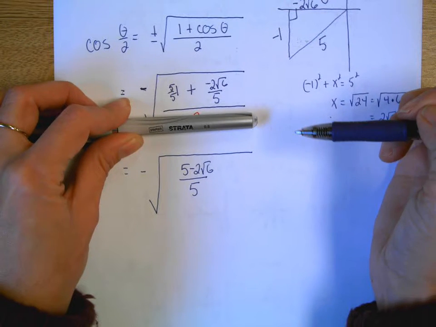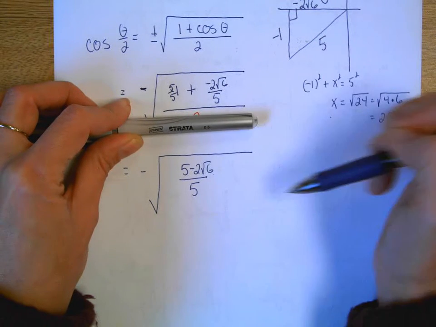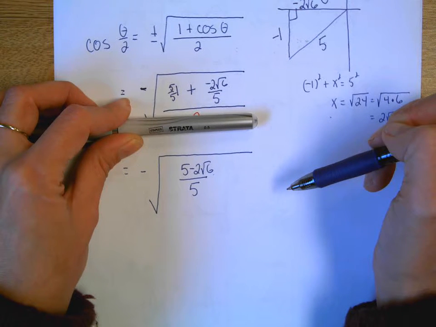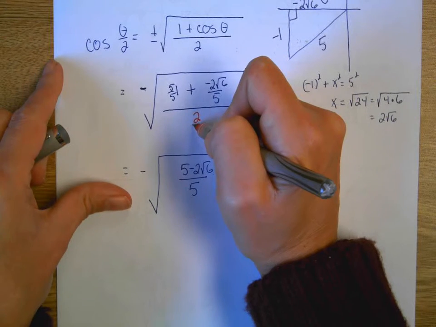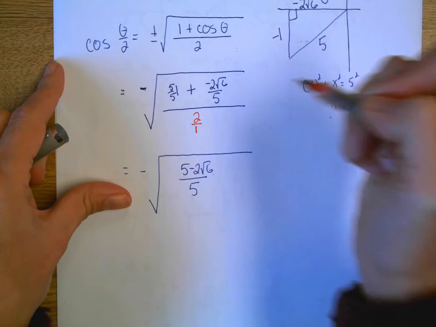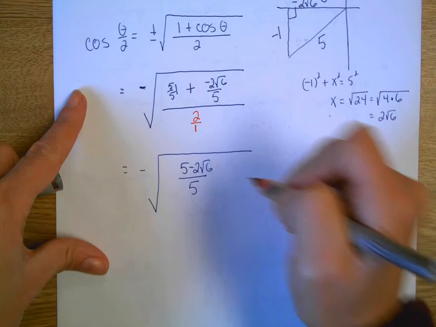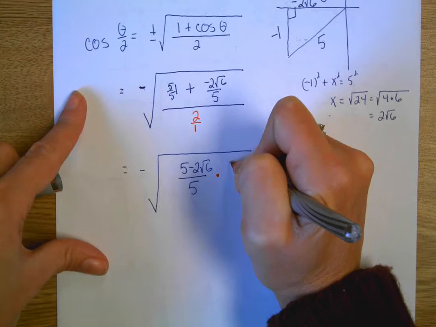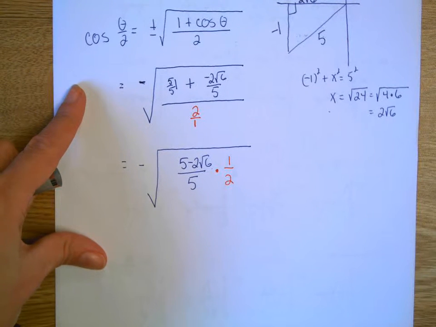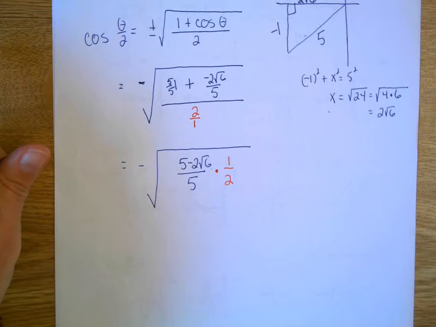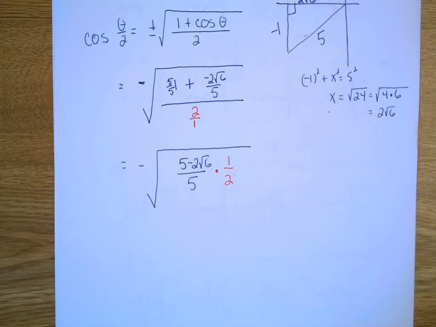Make sure you get that. You understand how I got from here to here? Okay. Now I've got to divide by 2. I'll make that over 1. How do I divide by 2 over 1? Multiply by 1/2. Multiply by 1/2. So I'm doing 2 steps in 1 there. Are you okay with that? Okay.